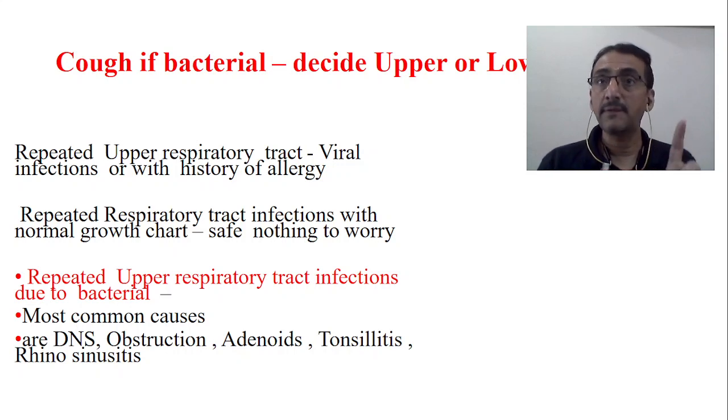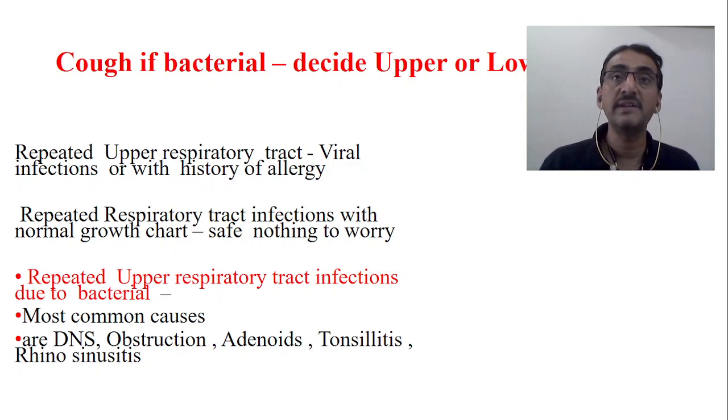Therefore, if cough and fever are there with upper respiratory infection and the cause is bacterial, then this point has to be seen. This is called a background cause. Already the child has some background cause because of which he is getting bacterial infection. Otherwise, bacterial infection will not occur so easily.